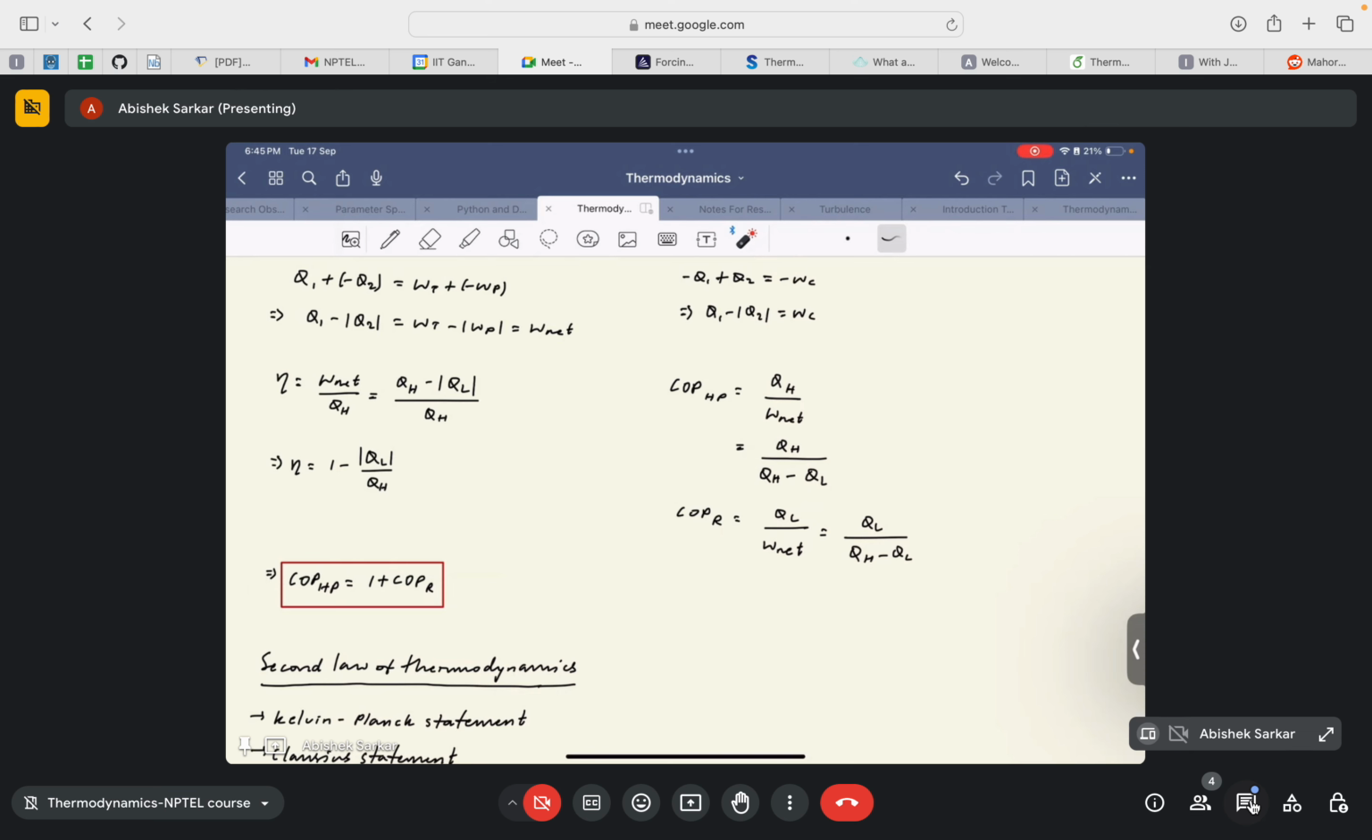So we're basically saying that the desired effect has now changed and you're using the heat pump as a refrigerator. So in that case, within the same temperature limits, the COP of the refrigerator would be one less than the COP of the heat pump. Okay, so this is the important relationship between the COP of HP and the COP of R, or COP of the refrigerator.